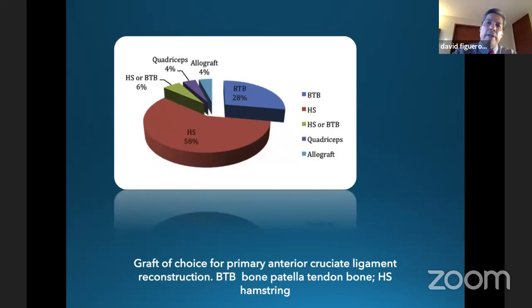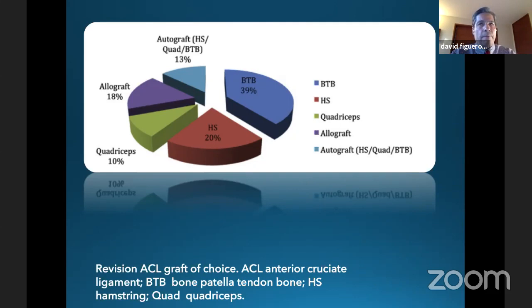This is the survey in the Magellan group. And as you can see, most of the surgeons have the hamstring tendon as the first choice, followed by the bone-patellar tendon-bone in almost 30% of the patients. And that's going to change in ACL revision surgery, where the most used graft is the bone-patellar tendon-bone, and then hamstring, and allograft appears as one of the sources of a graft.